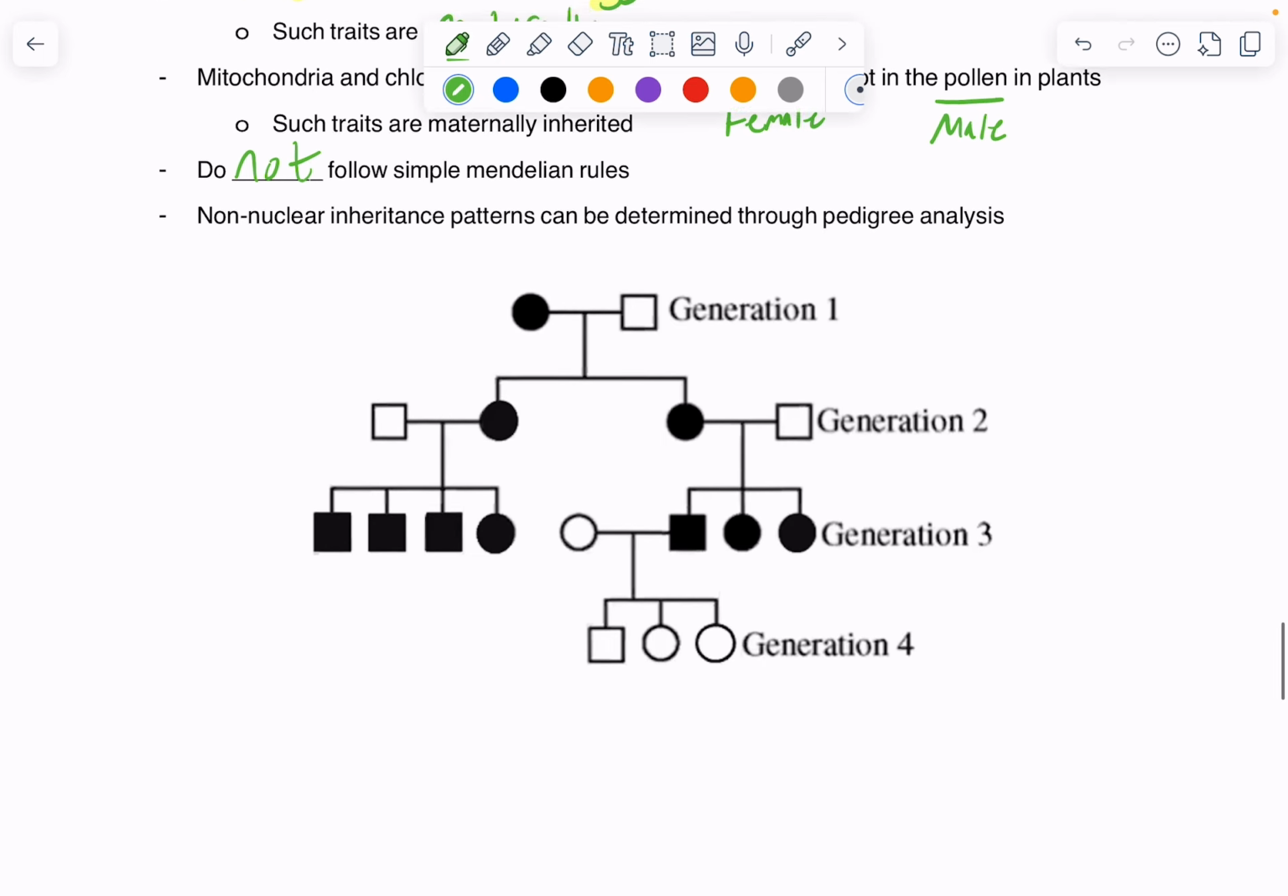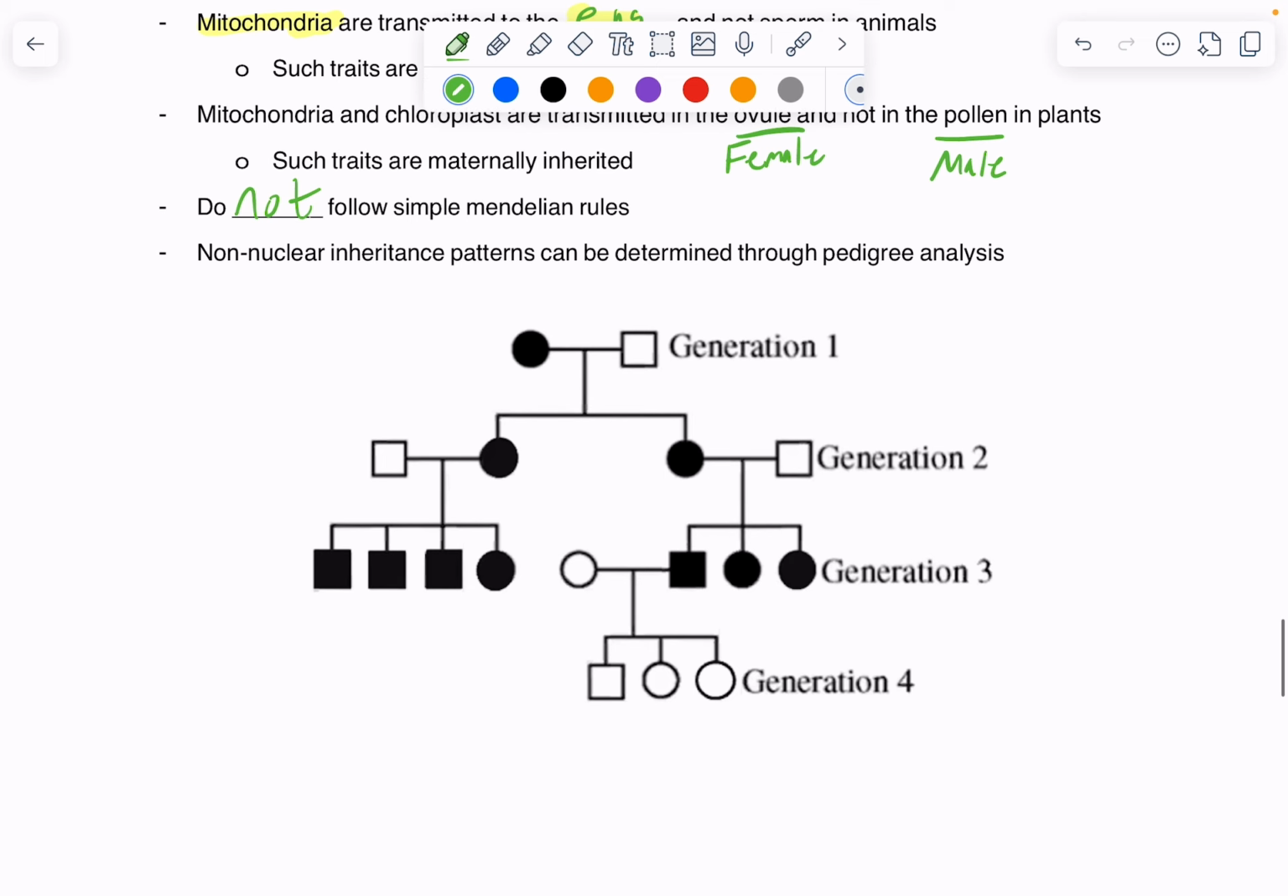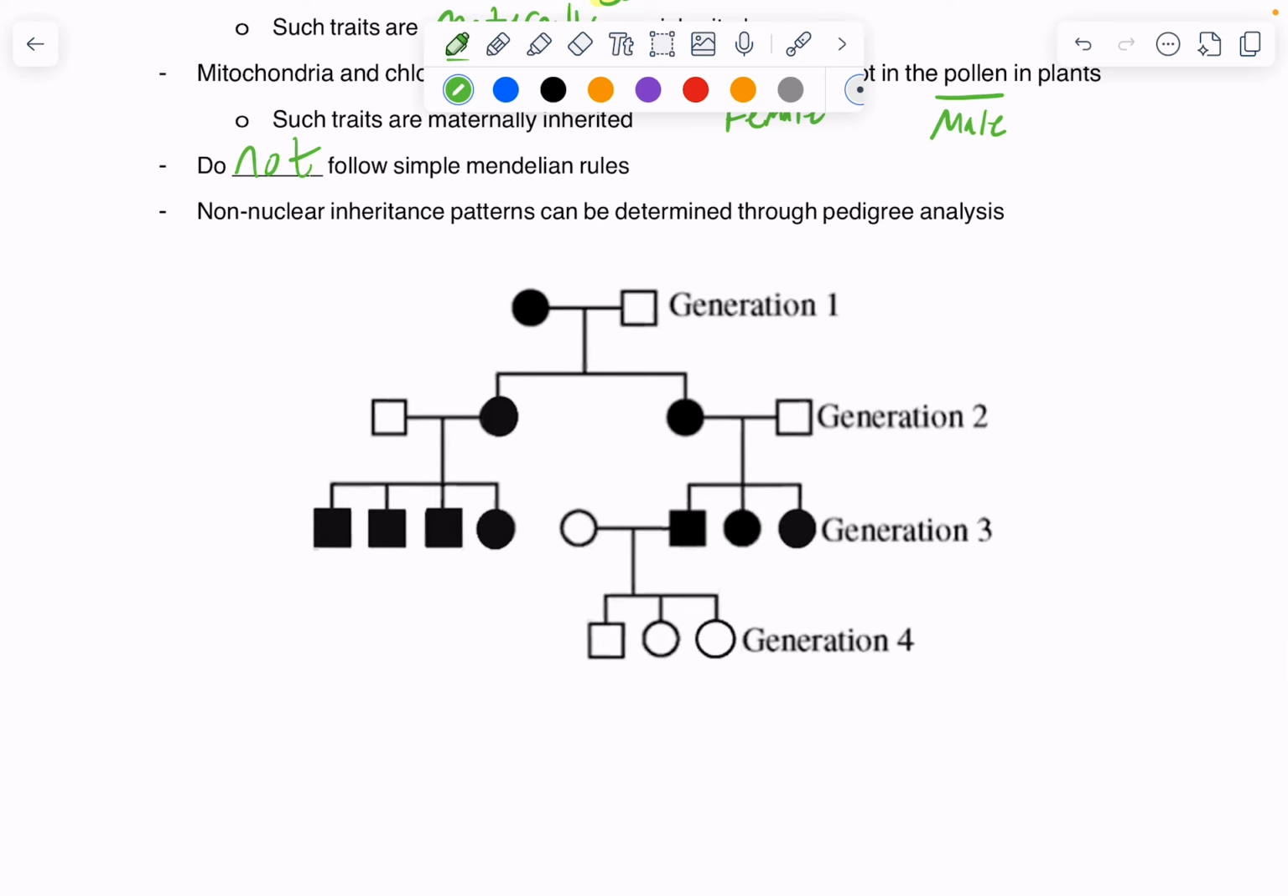If we look at a pedigree of a gene or trait that's inherited through the mitochondria, we can see that if mom has it, dad does not. Let's see what happens. All of the daughters have this allele too. And not only that, but the daughters' kids all have it as well. So that's a 100% inheritance rate, because the females are passing along the mitochondria, so they're passing on that trait.